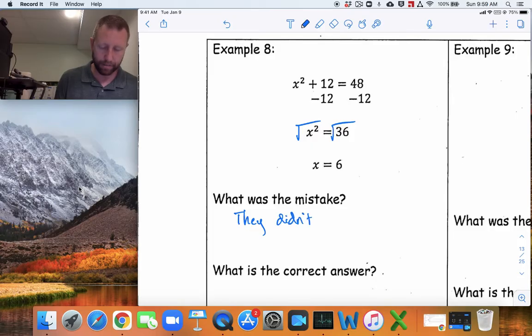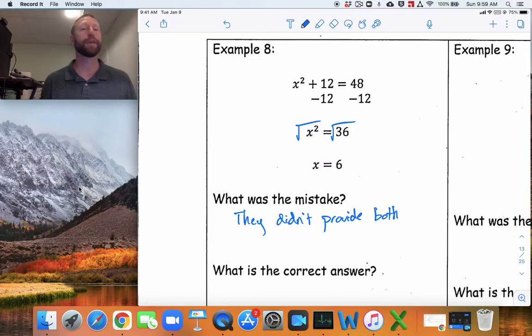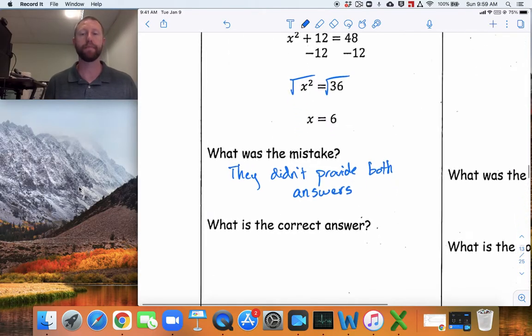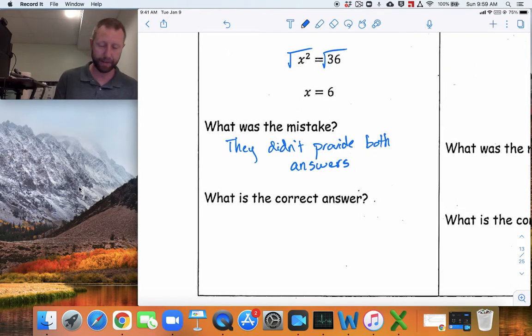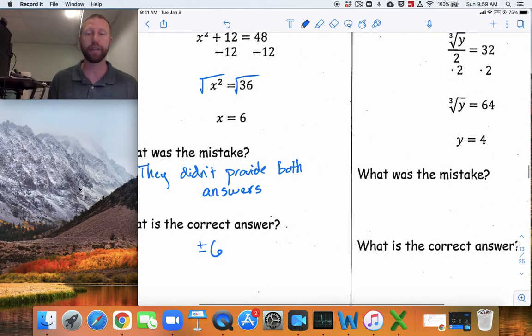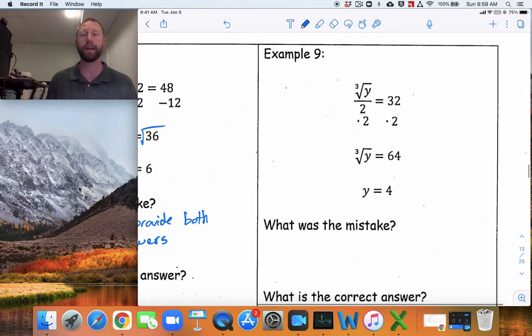They didn't provide both answers. Because remember, there are 2 numbers that when I multiply them by themselves will equal 36. Let me finish writing my answer here. And that is positive 6 and negative 6. So just that new sign that we learned, I'm going to use that to show both answers here. When I take the square root of 36, I actually get 2 answers, positive 6 and negative 6.